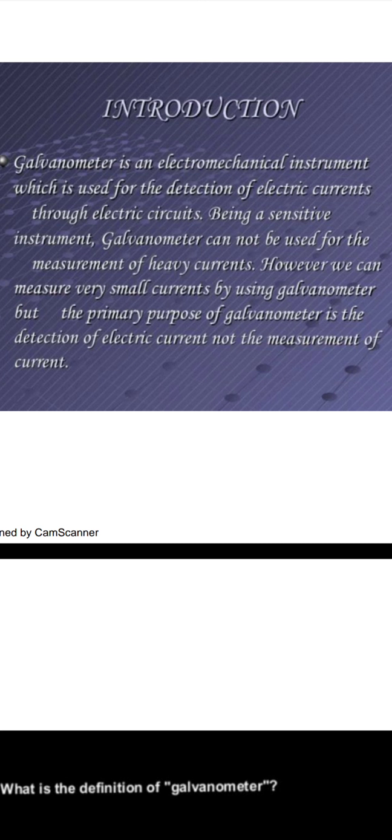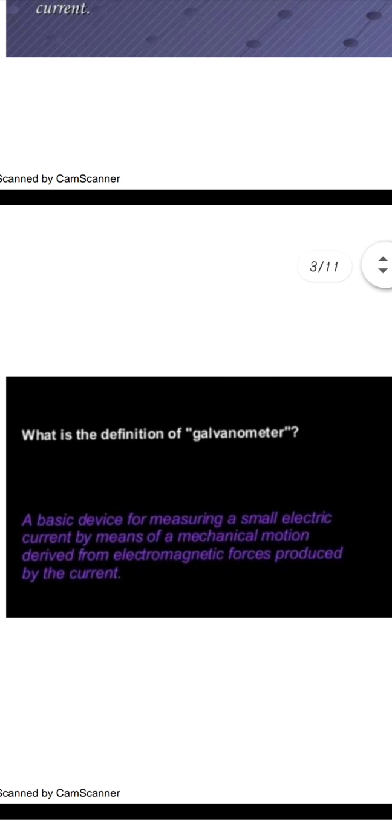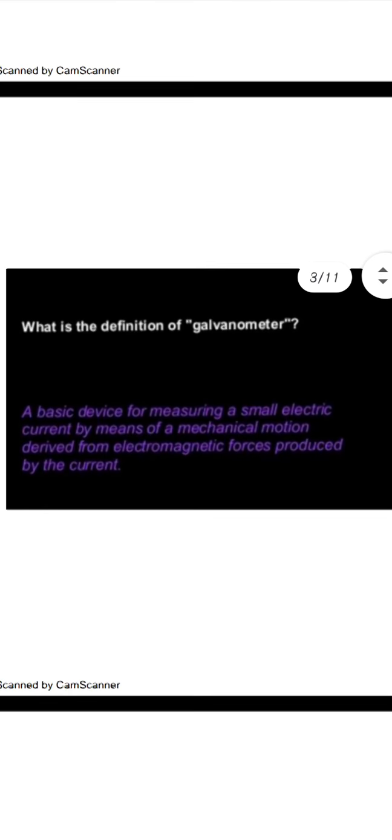A galvanometer has a pointer on it which shows the value of the current by rotating. So the moving pointer tells us about the electric current moving in that wire or instrument. So, to define it, a galvanometer is a basic device for measuring a small electric current with the help of the electromagnetic force produced by the current.